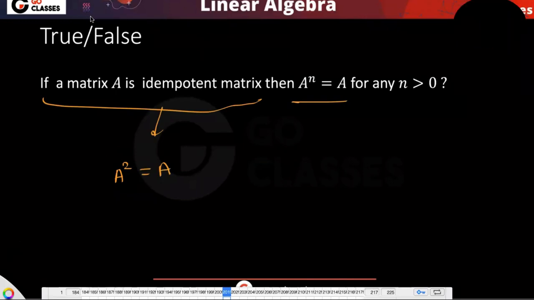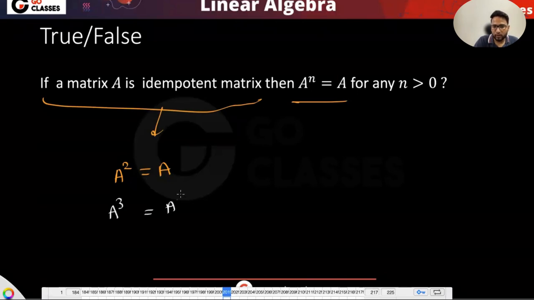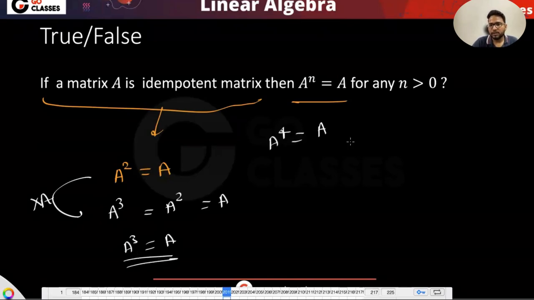Just check it. You can say, right? Reason being, you just multiply by A on both sides, you will get A cube, which equals A square multiplied by A. And since this A square is also A, you get A cube as A. Similarly, you will have A power 4 as A. So for any power, you will get A power N as A. So this is true.